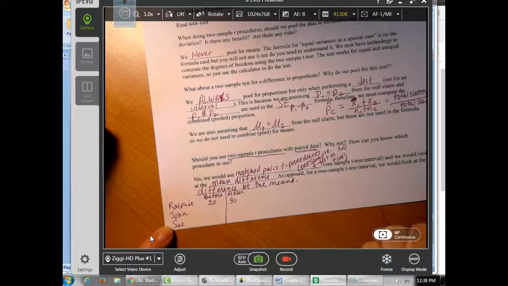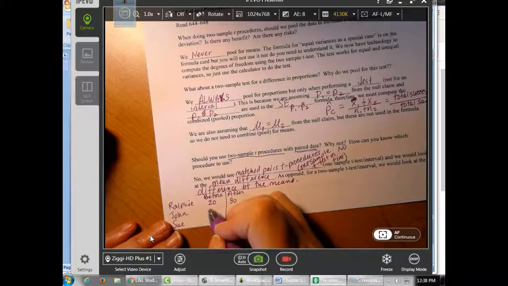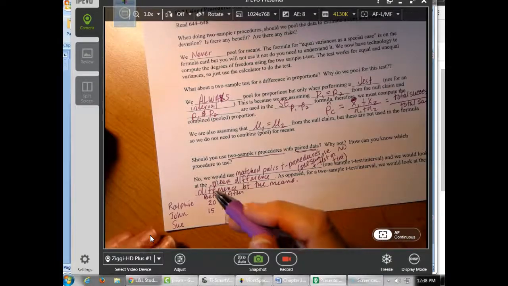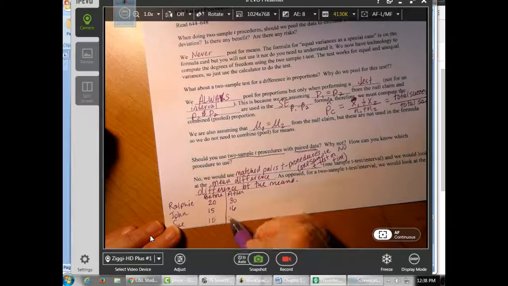Oh, that's not good. We have no units. How do you know it's high or not? Well, for the sake of this, it doesn't even matter. Okay, then what about John? Say he went up from 15 to 16. And then what about Sue? Say she was a nice 10 and she went up to 14.